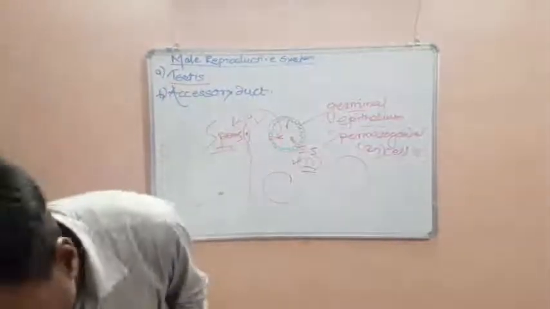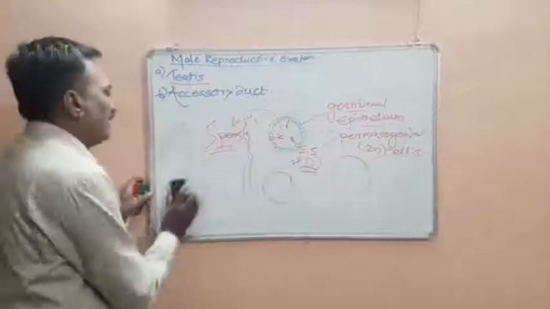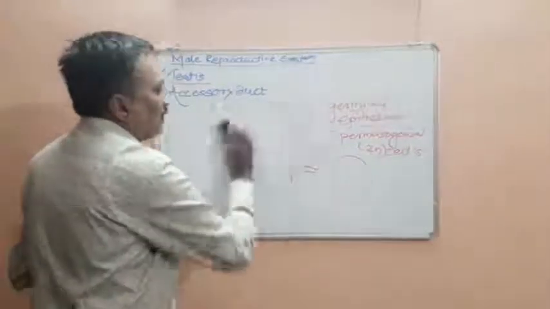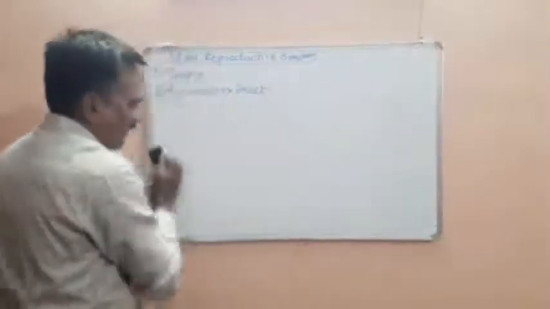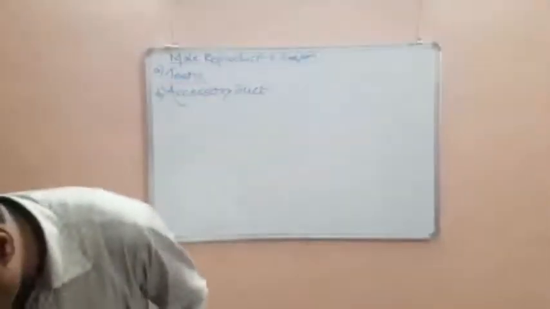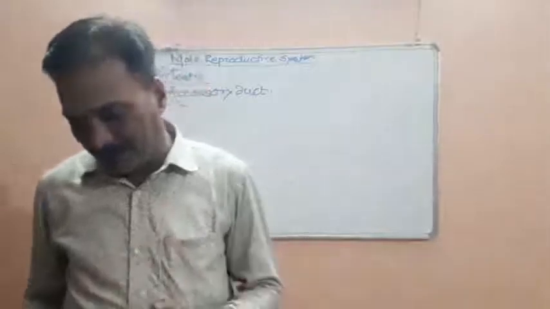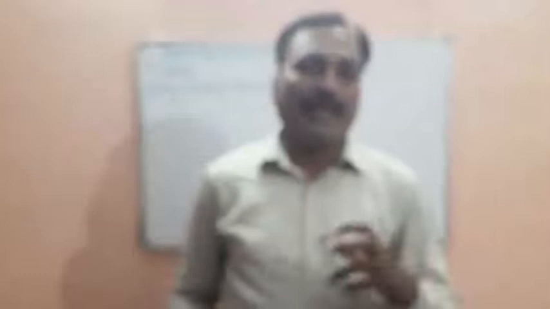The vasa efferentia come and open into the epididymis. And the region of the epididymis divides into upper, middle and lower. The upper epididymis is called the caput epididymis, the middle is called the corpus epididymis and the lower is called the cauda epididymis. So the sperms undergo maturation in the region of the epididymis.